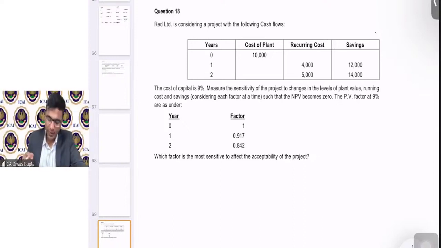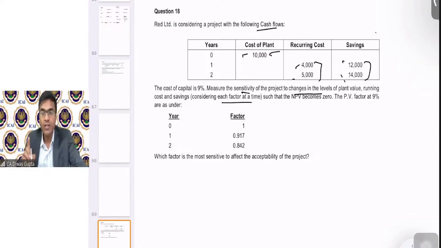Okay, students, question number 18. Quickly, Red Limited is considering a project with the following cash flows: cost of plant, recurring cost, and savings. The cost of capital is 9%. Measure the sensitivity of the project to the changes in the level of the plant value, running cost, and savings. And it is also saying consider each factor at a time. That is what sensitivity is all about, right? Such that NPV becomes zero. So they want us to make the NPV zero.